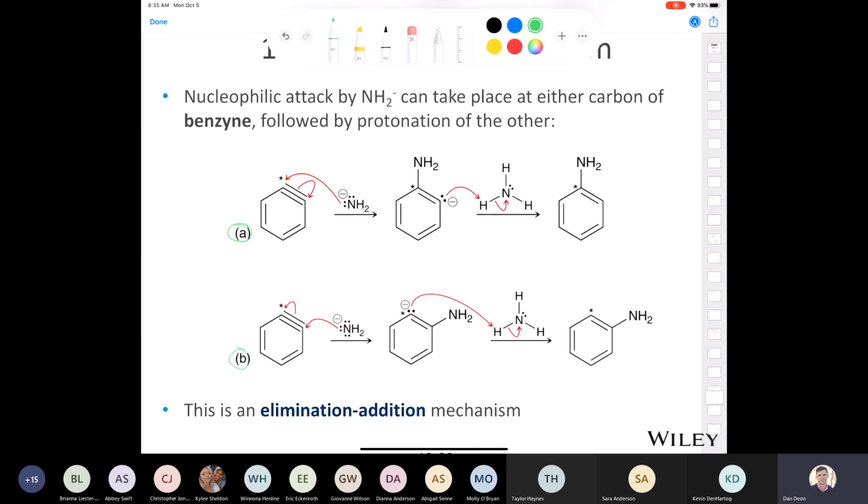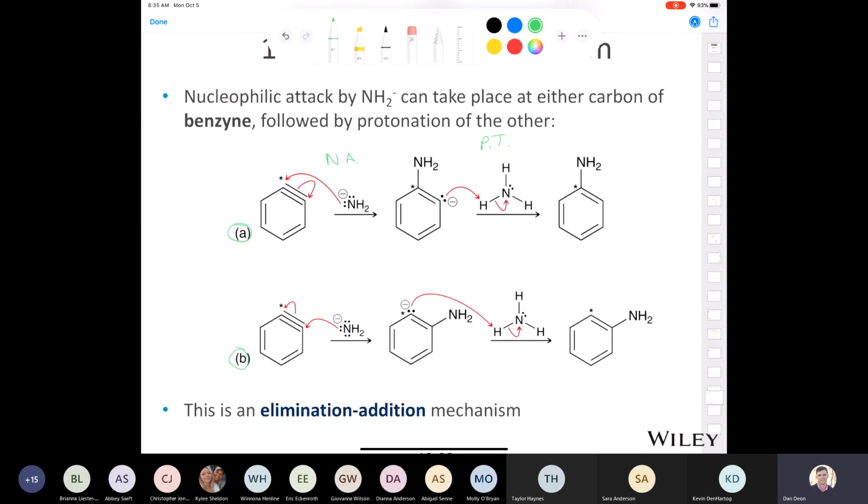The first one shows the amide attacking the isotopically labeled carbon, I should say. And the next one shows it attacking the other carbon in that triple bond. So nucleophilic attack by amide can take place at either carbon of benzyne, followed by protonation of the other. So again, first step is a nucleophilic attack. Second step is a proton transfer, just like that.